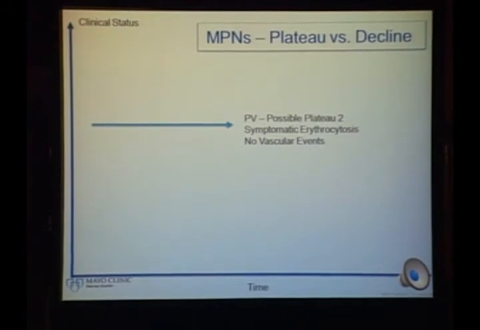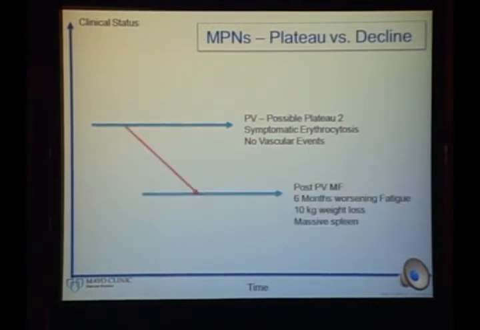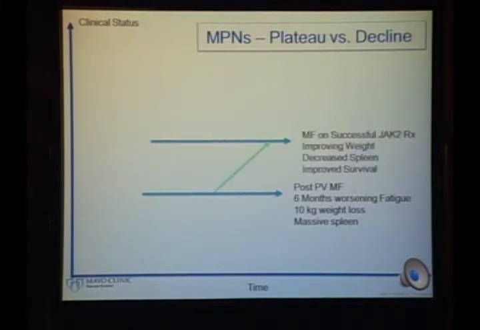Now what about PV? These patients in general have a lower plateau, even if they've not had a vascular event. If they've had a vascular event, the plateau is likely lower. Now let's say they have 6 months of worsening fatigue, weight loss, their spleen is big. They likely have post-PV MF. That is a decline. That is a worse state of being for them.